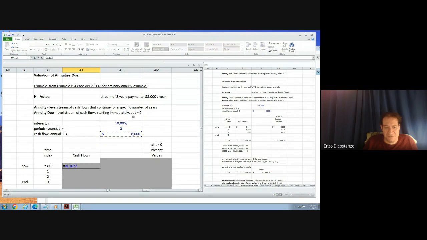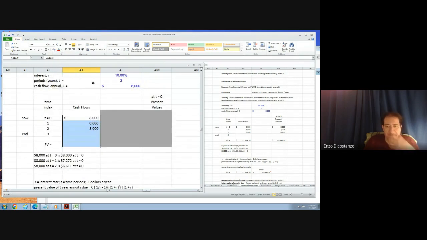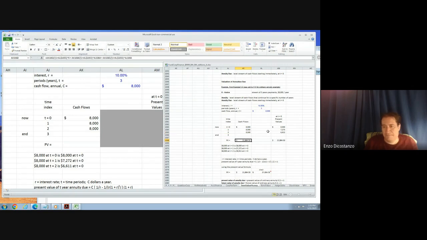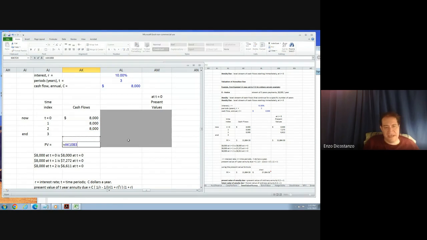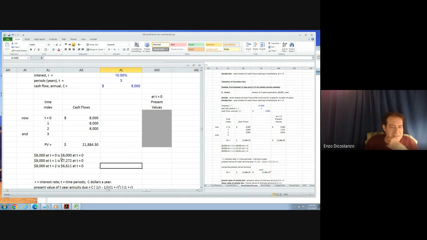So these are starting immediately. So the value at T0 is equal to 8,000 plus 8,000 divided by 1 plus 10%, and this is for a year, plus 8,000 divided by 1 plus 10%, and this is for 2 years. Okay, so what this means is 8,000 at T0 is 8,000 at T0. 8,000 at T1 is equal to 7,272, and then 6,611 at T0 from T2.